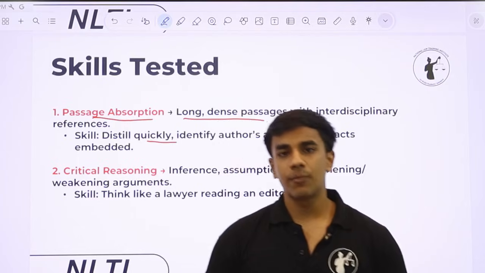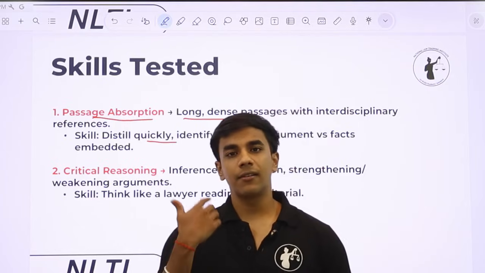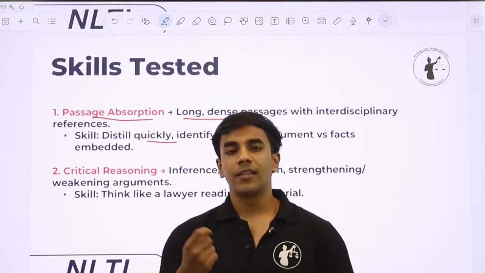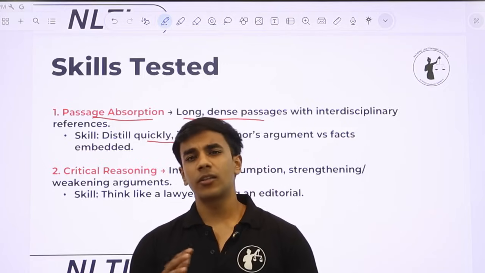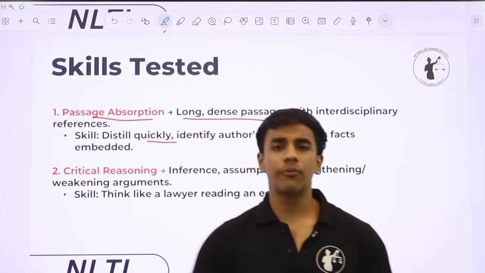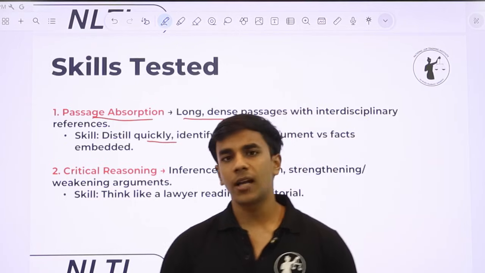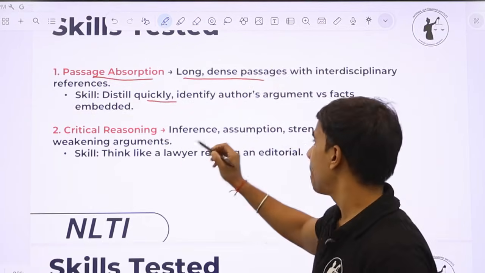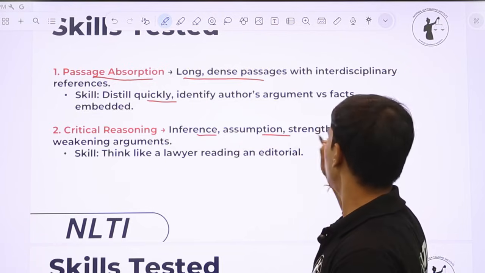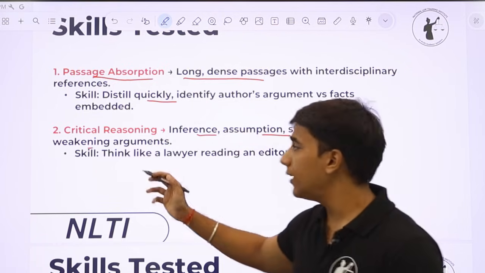तो जैसे ही आपने एक पैसेज पढ़ा, for example, understand and tell yourself the main idea. This is the conclusion, this is the inference, this is the assumption that the author is making, and this is the premise, or the facts that the author is using to make that particular argument. Critical reasoning is the second skill that is being tested: your ability to infer, assume, strengthen and weaken arguments.